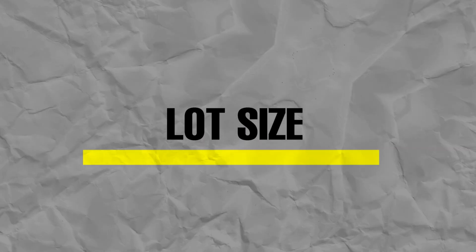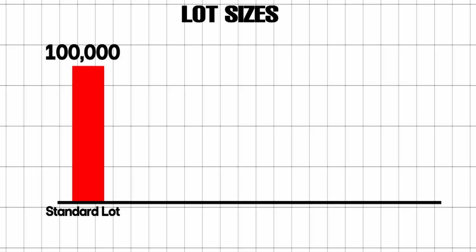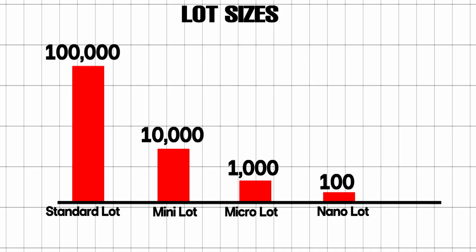Next is lot size. This is how much you're trading. A standard lot is 100,000 units of a currency. A mini lot is 10,000. A micro lot is 1,000. And a nano lot is just 100 units.